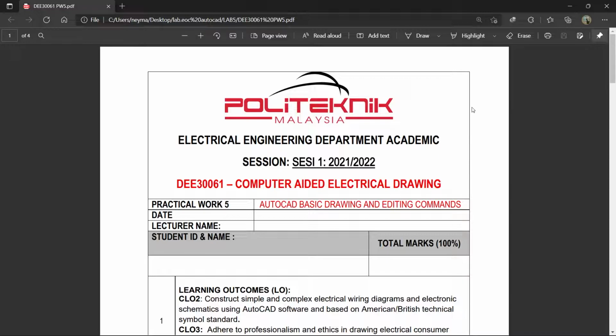10DEE20F1054. Okay, today as my part, I will do my electrical engineering department academy session 1, which is course DE30061 computer aided electrical drawing. Okay, practical work 5. The topic of practical work 5 is AutoCAD basic drawing and editing commands.